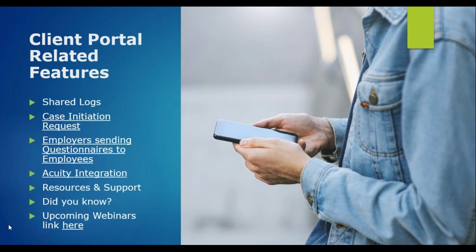And lastly, we have another optional module called Acuity. Acuity is a calendaring system, so your clients can look at your availability and book appointments from their portal. All right, so now you know what we're going to cover. And after that, we're going to go over your resources and support options, the did you know section, and the upcoming webinars that we have for the months of March and April.